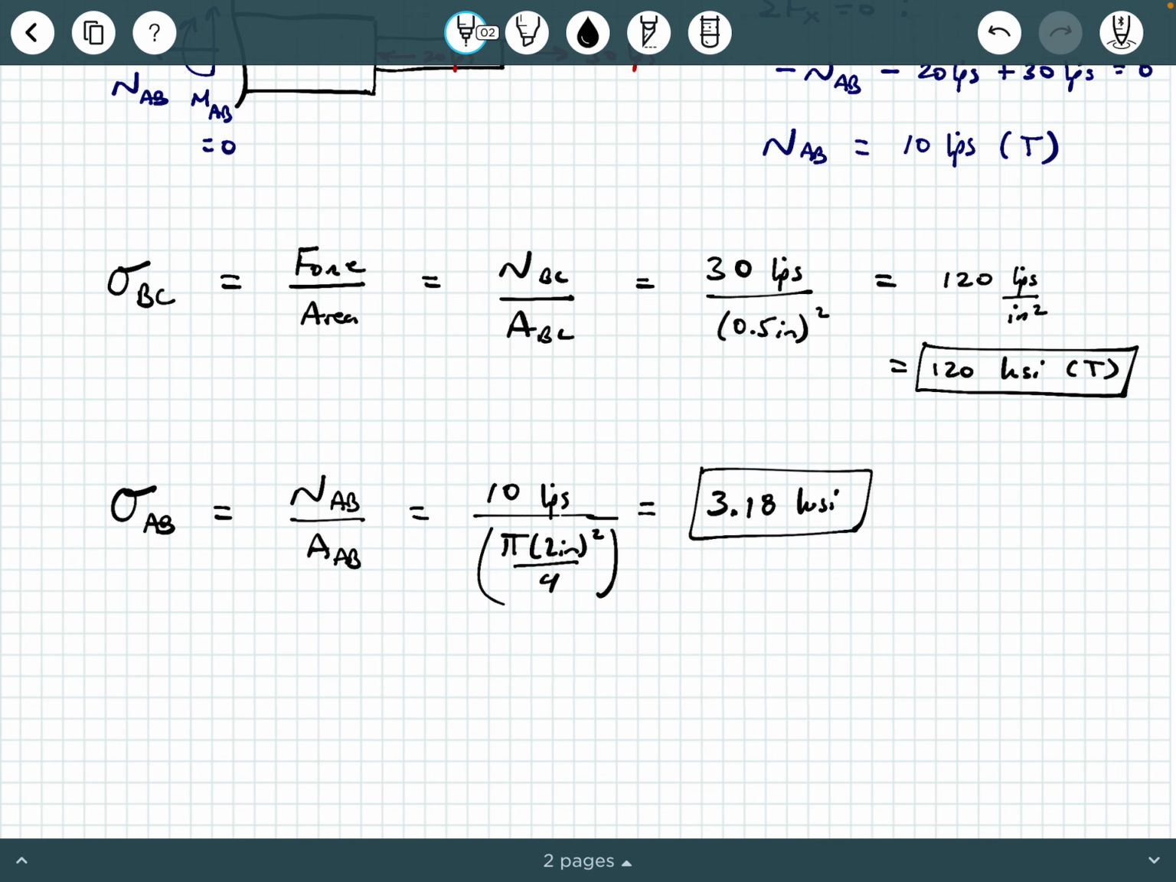Okay, so that is it. That is the conclusion of this example. We're going to have a couple more similar to this to really make sure we have a good understanding of this.